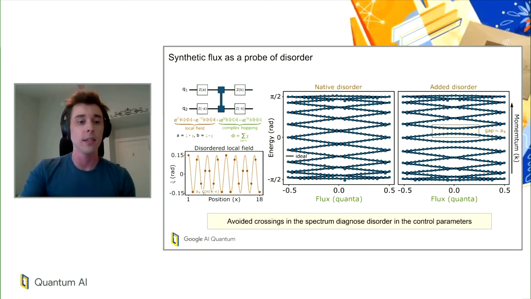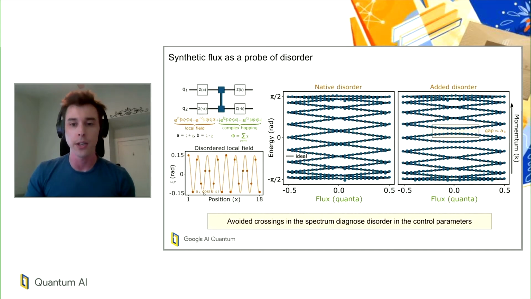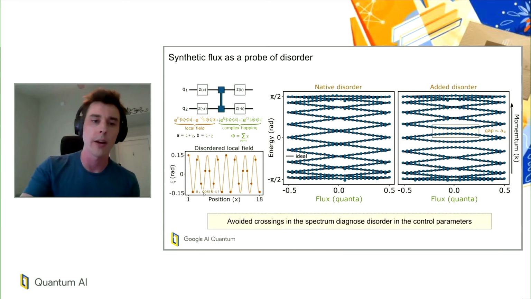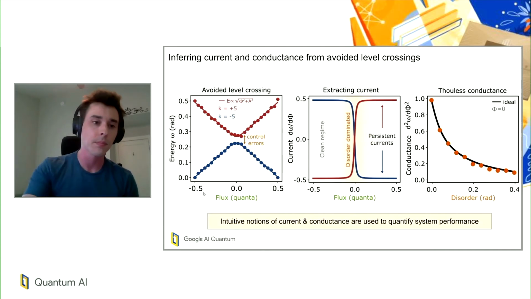So we can take this again to the next step. If we have disorder in our system, it makes you think of things like finite conductance and scattering, again just drawing on these condensed matter analogs. That's what we're going to look at here. We're going to look at how we can infer current and conductance from these avoided level crossings, and we're going to do this as a function of the disorder that we add into the system.